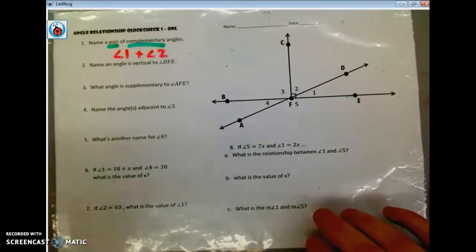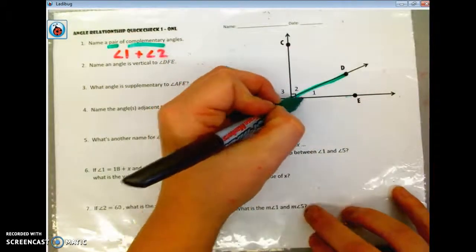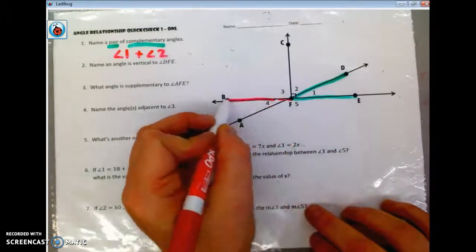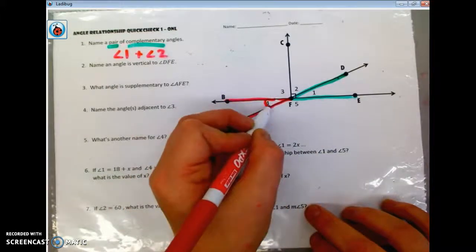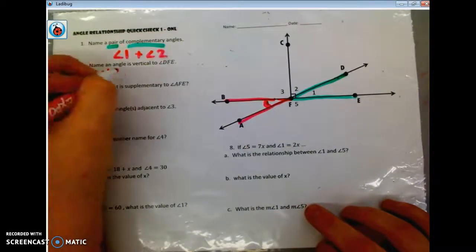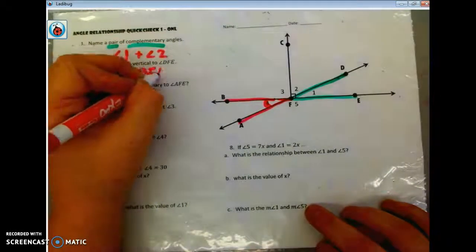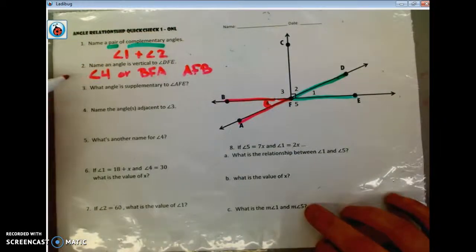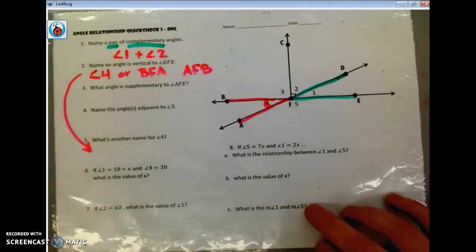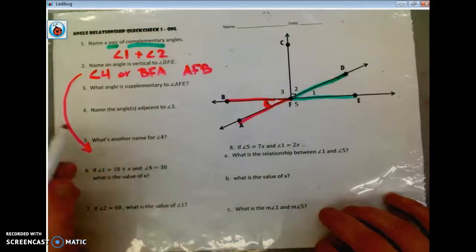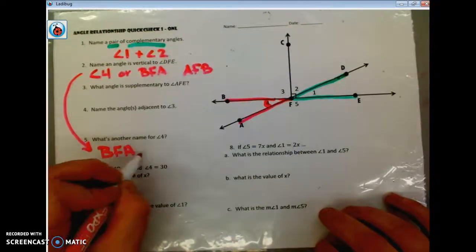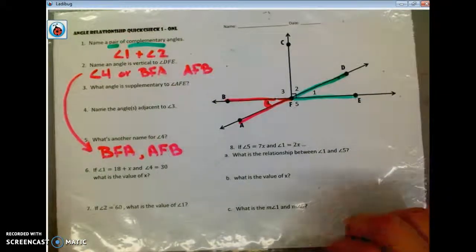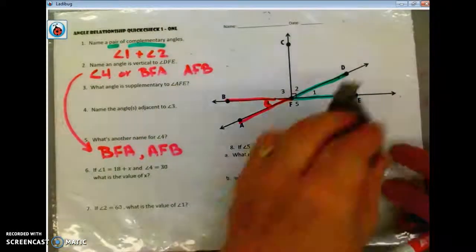Name an angle that's vertical to DFE. Here is DFE. If you continue this line out and continue this line, it makes its vertical angle right here, which is angle 4 or angle BFA or AFB, depending how you want to name it. And that actually answers question number 5. What's another name for angle 4? BFA or AFB. Not what kind of angle is it, what's another way to name it.